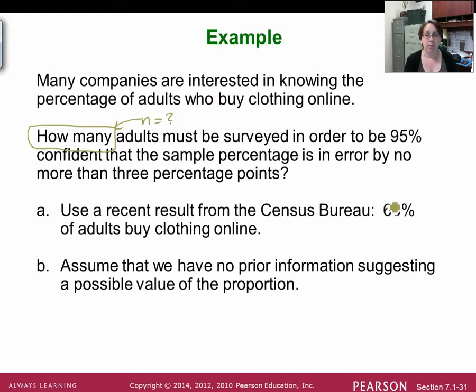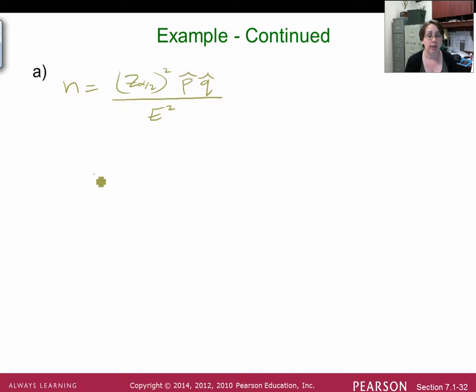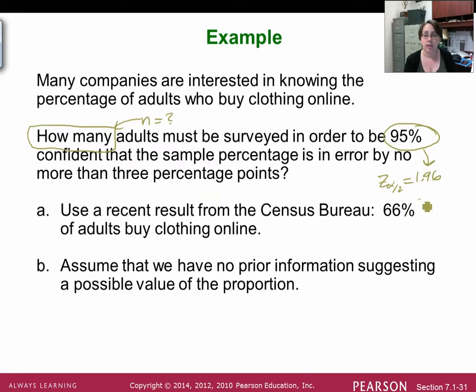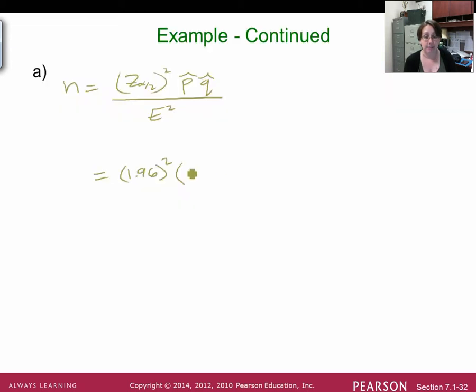Now, we are being told 95% confident. We've already looked that up. If you recall, that was 1.96. That was your z score for that confidence level. So I can use that here. So 1.96 is my z. Don't forget to square it. P hat. We're told in part A to use 66% as our sample. So that's what we're going to use for our p hat, 0.66. Q hat is 1 minus that. So that would be 0.34.